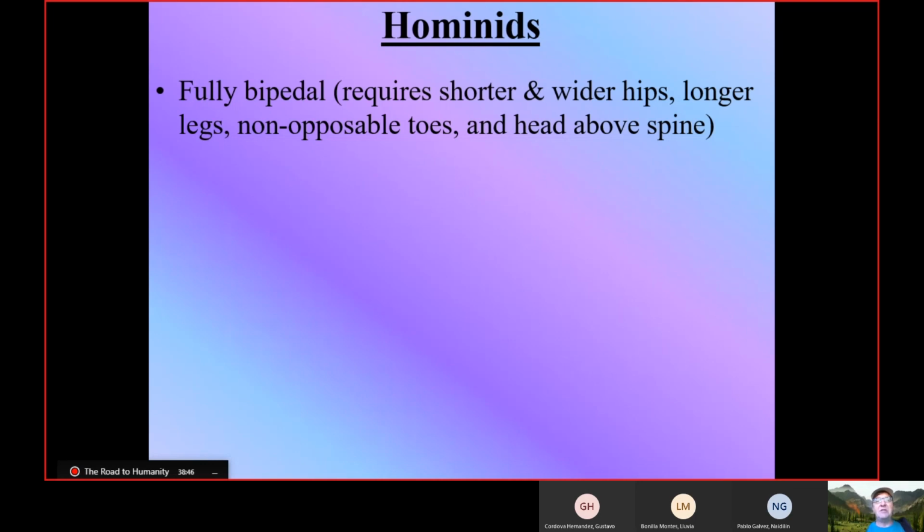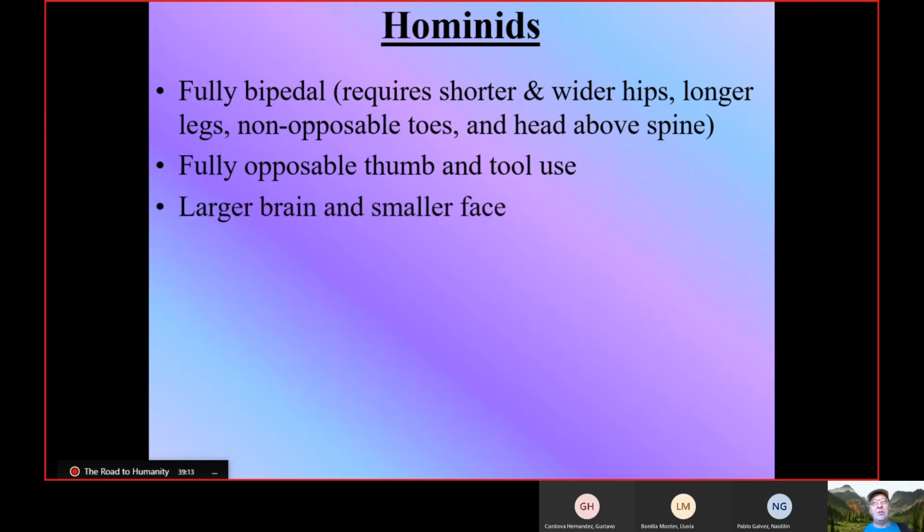So going back to these body changes, that means when we find a skeleton of a fossil, we can tell from its hips that it was walking on 2 legs, or we can tell from its toes, or from the location of where the spine fit on the head. That can tell us if it was actually walking on 2 legs or not. Their thumb is fully opposable, and we find evidence of them using tools. Their brain is even bigger, and their face is even smaller than the apes.